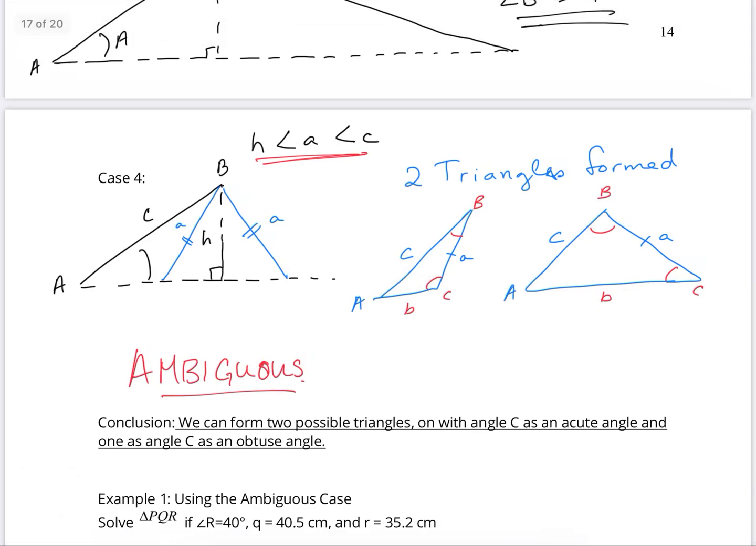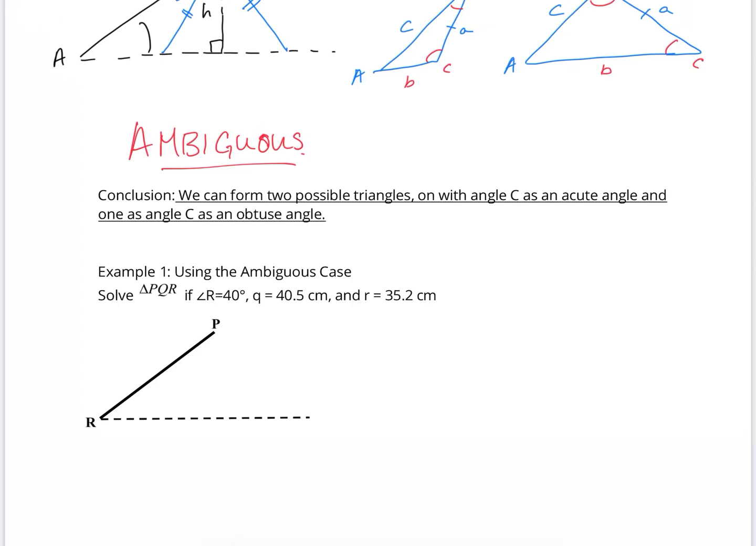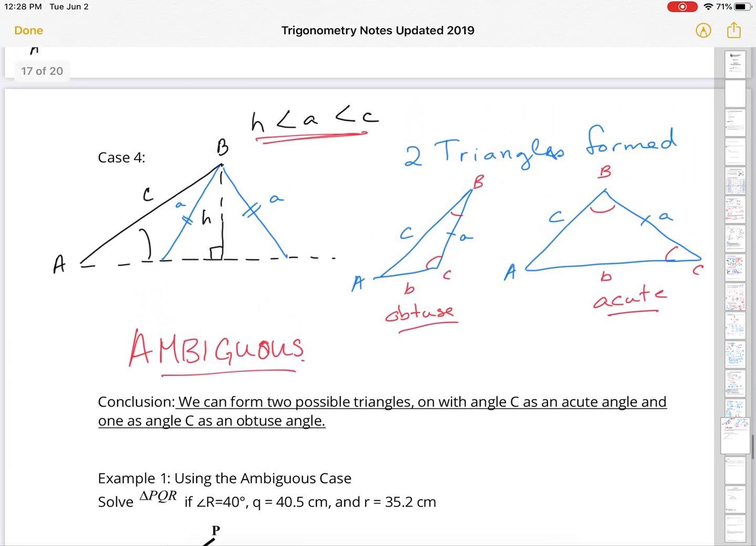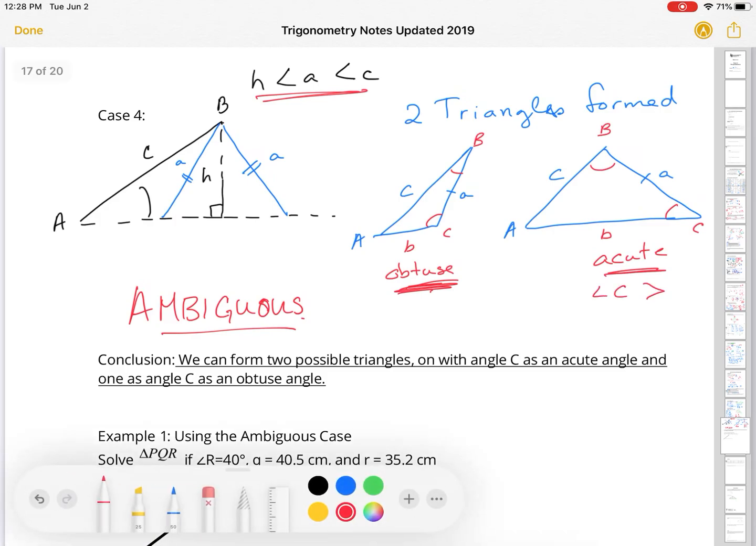So the conclusion is we can form two possible triangles, one with an angle C as an acute angle, so this would be angle C is acute, and one where angle C is obtuse. Okay, and if we want to see what that looks like, C here is clearly less than 90 degrees, here C is clearly greater than 90 degrees.